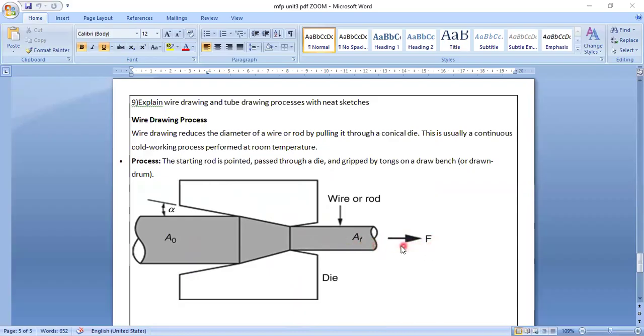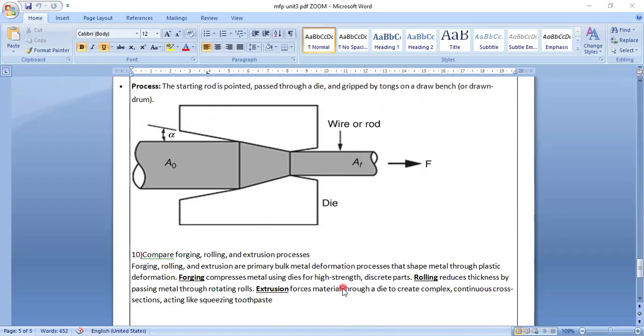Drawing means pulling. So wire drawing reduces the diameter of a wire or a rod by pulling it through a conical die. So this conical die is used, and they are going to pull it outside. This is usually a continuous cold working process performed at room temperature. Just room temperature they are performed. The starting rod is pointed, passed through a die, gripped by tongs on the draw bench. So you have a draw bench and they can pull it.